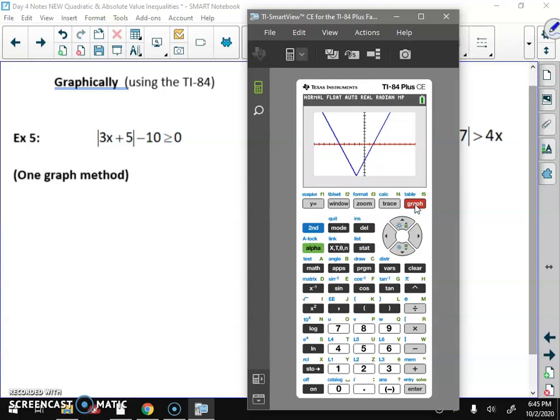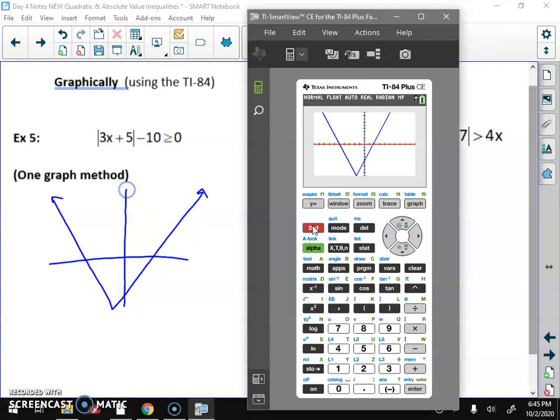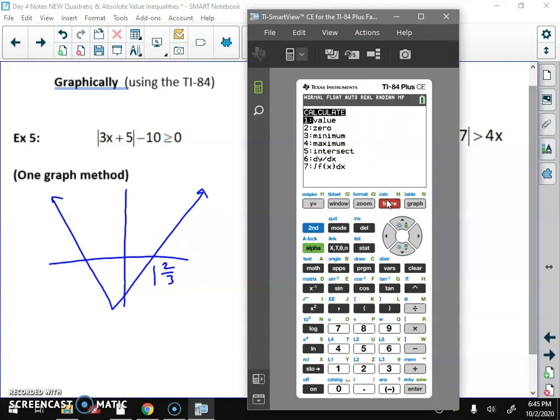Let's find those two intersections. One's negative, one's positive. Second, trace, 5. That spider tells me 1.6 repeating, otherwise known as 1 2/3. This one, 5. Go back.